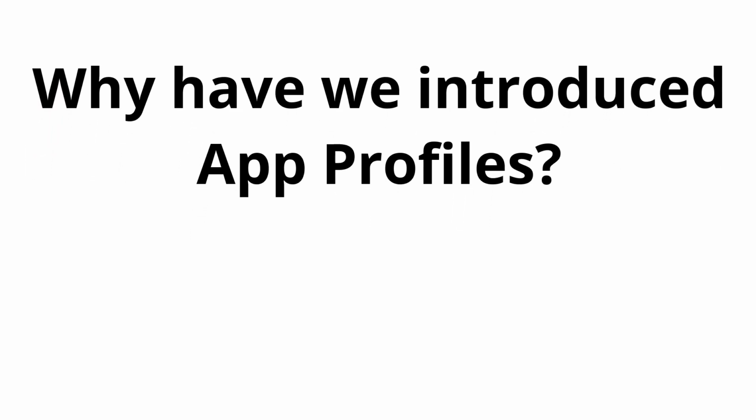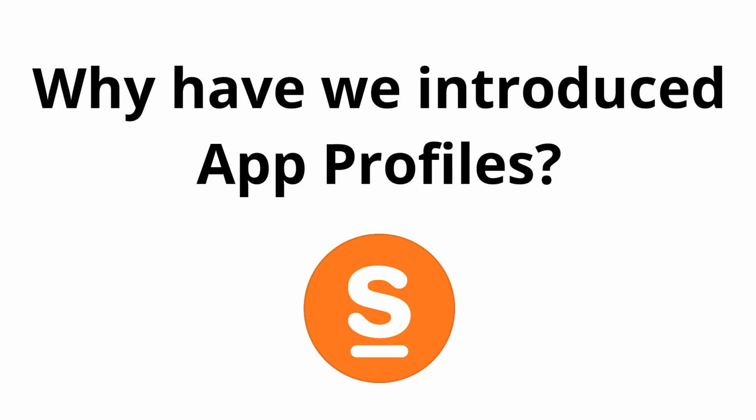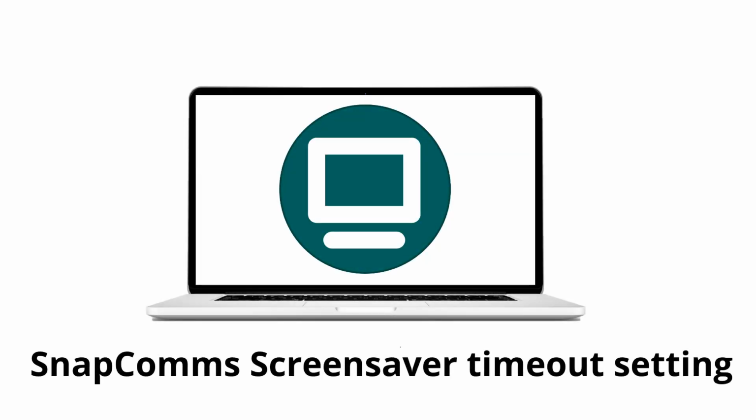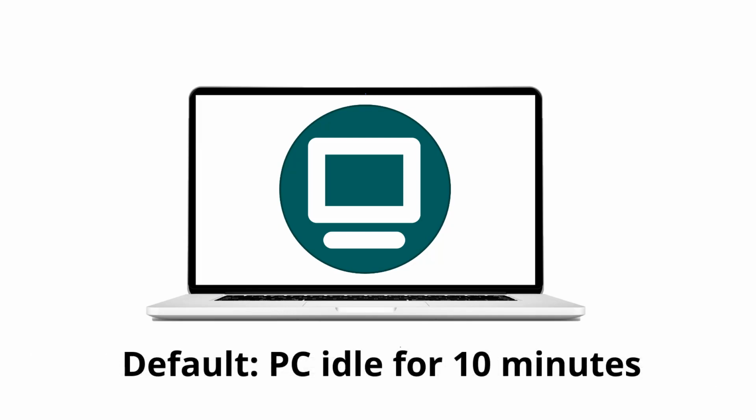We know from your feedback that in the early days of your SnapComms onboarding, as your organization tests and understands the behavior of the SnapComms app and tools, numerous app setting changes are often required. An example of a setting that you may want to change is the SnapComms screensaver timeout setting. The default app setting is that the PC will be idle for 10 minutes before the SnapComms screensaver takes effect.